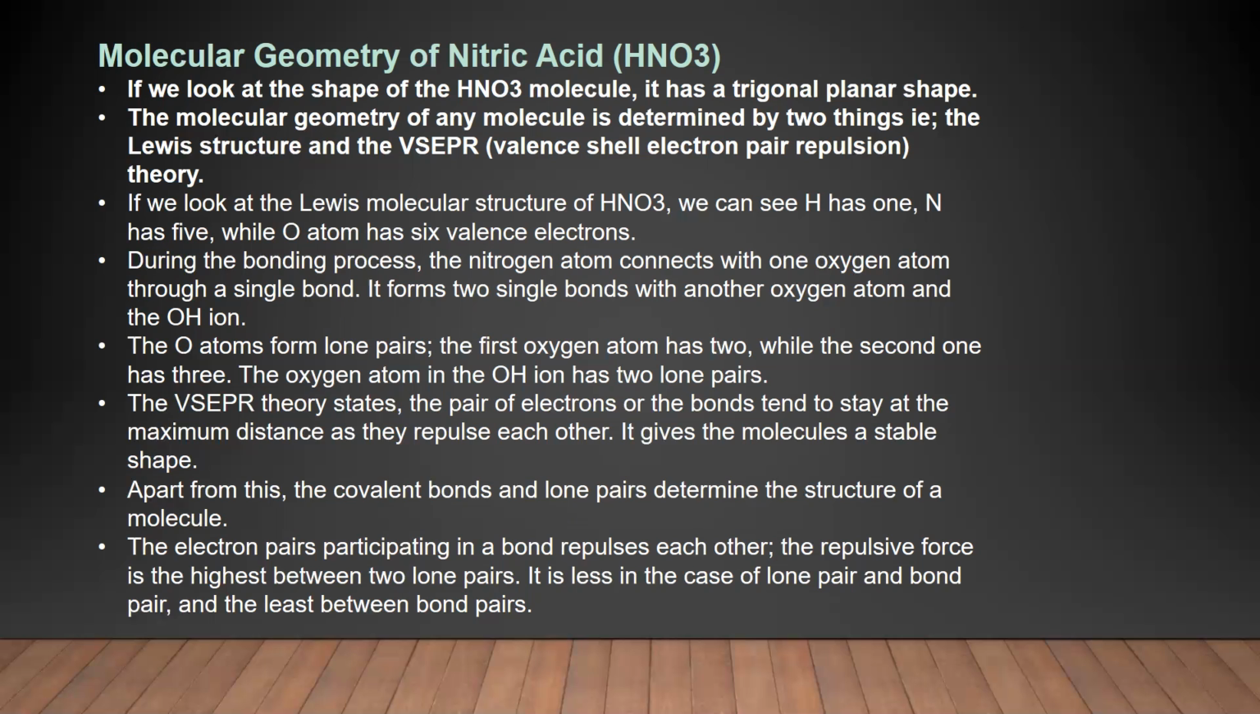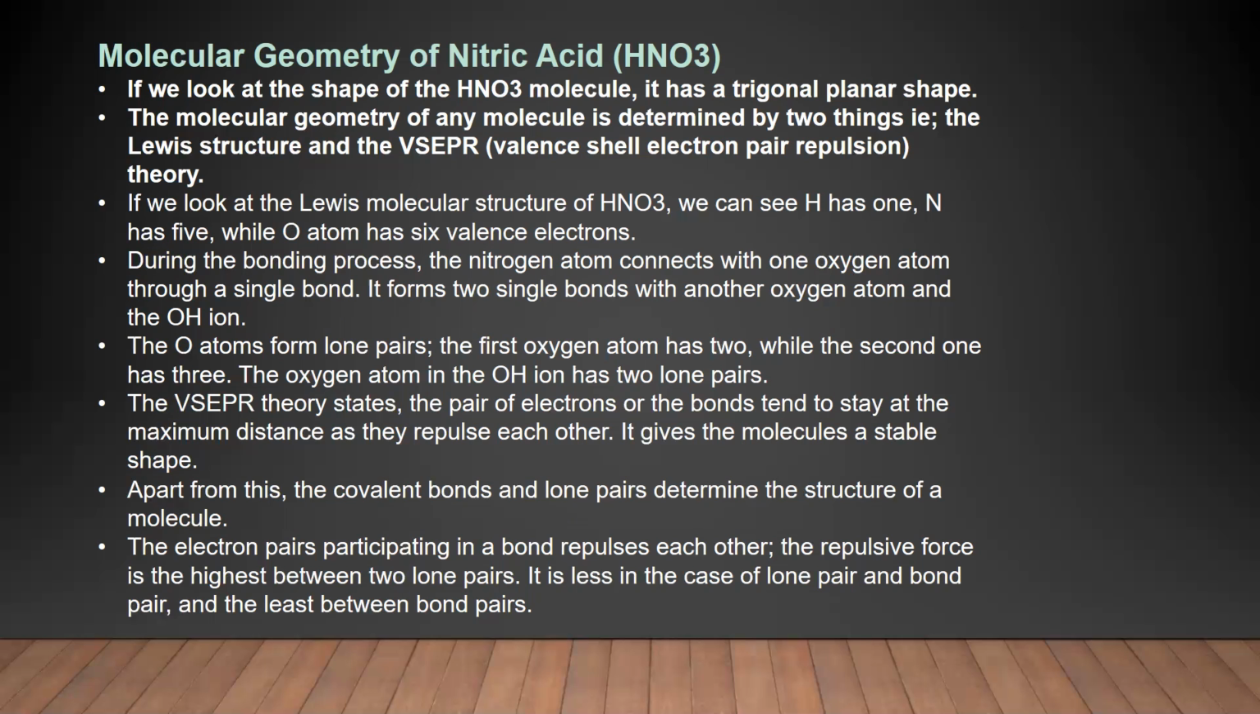The Lewis structure tells us how the oxygen atom connects with nitrogen and how many lone pairs are present on it, and how hydrogen connects with oxygen and how many lone pairs are present on it. The VSEPR theory states that the pairs of electrons or the bonds tend to stay at the maximum distance as they repel each other. It gives the molecules a stable shape. Apart from this, the covalent bonds and the lone pairs determine the structure of the molecule.